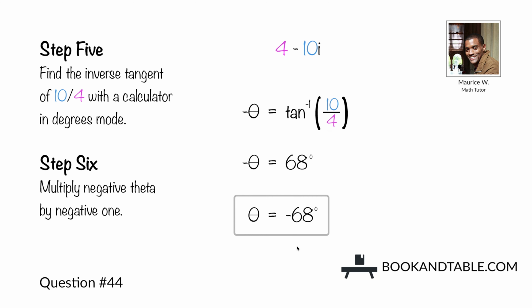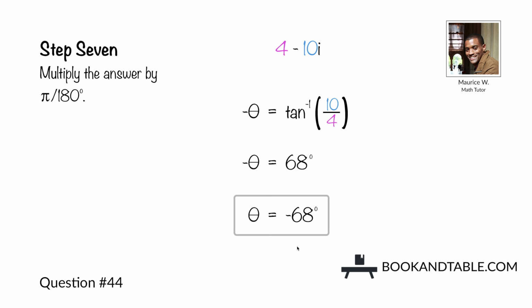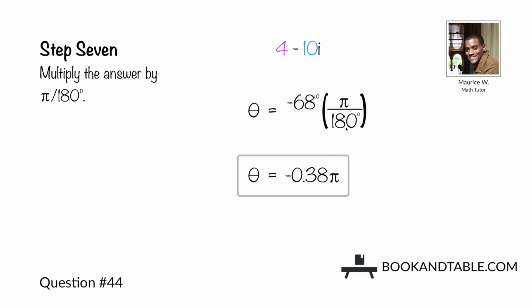And if we want this answer in radian form, then we want to multiply it by pi over 180 degrees. Negative 68 degrees divided by 180 degrees gives us negative 0.38 radian. So the argument of 4 minus 10i is negative 68 degrees, or negative 0.38 radian.